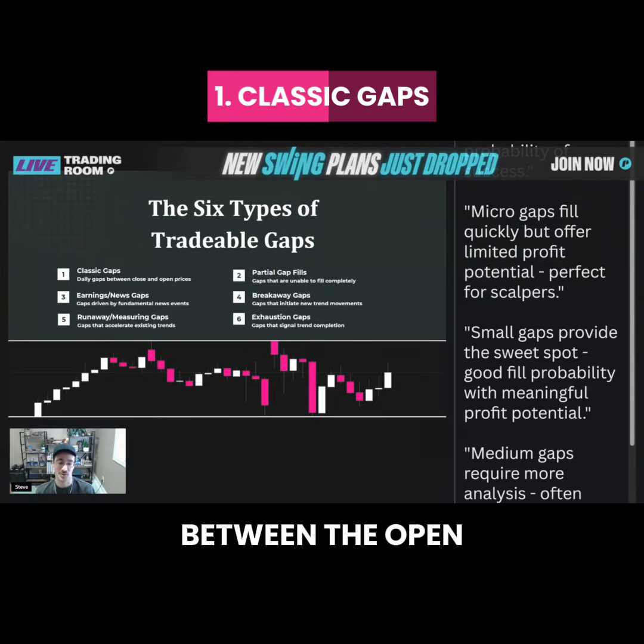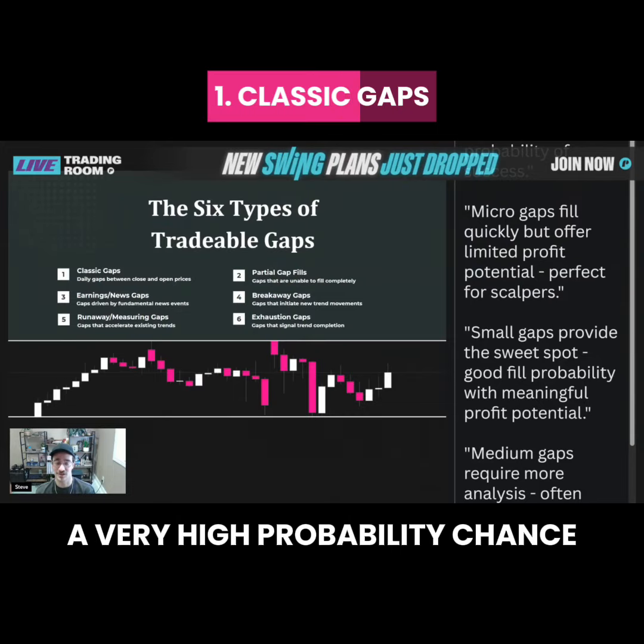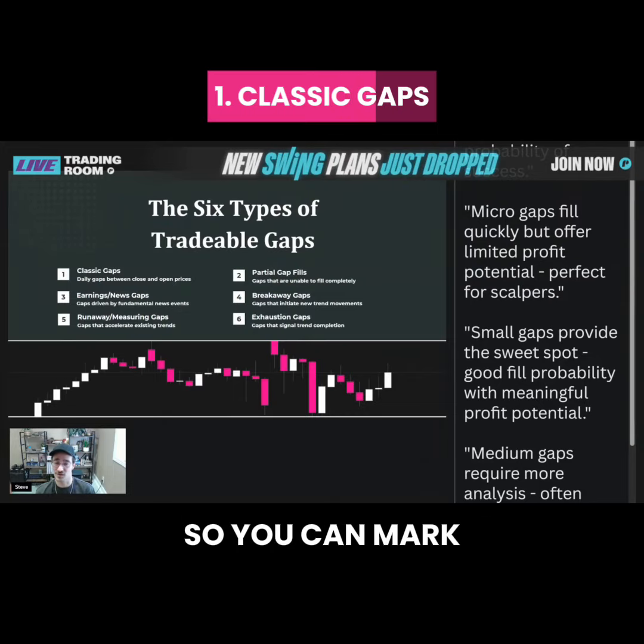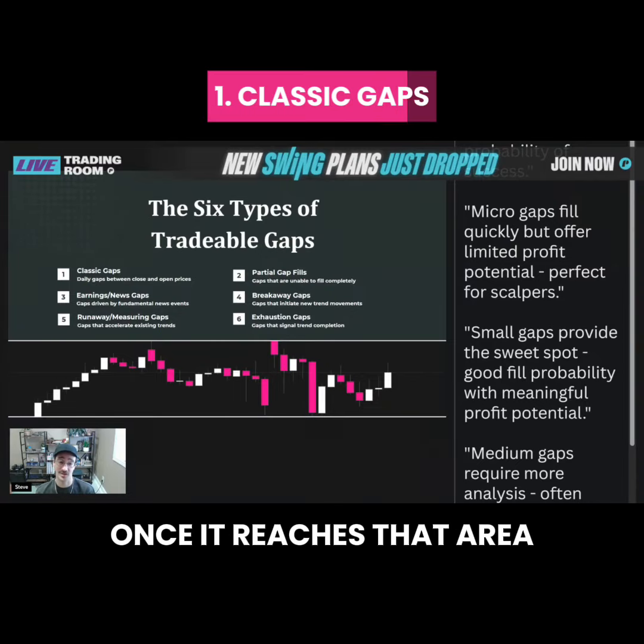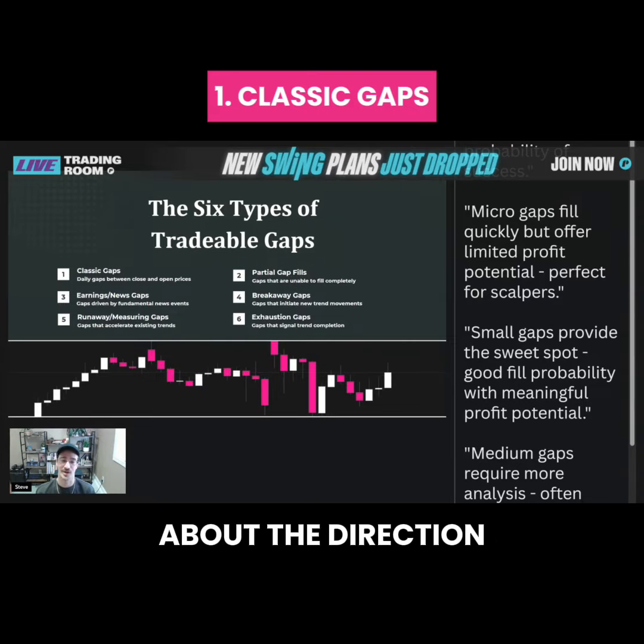So when you get those between the open and close prices, it provides a very high probability chance of a retest of that gap. So you can mark those gaps on your chart and you can take a look at how price reacts once it reaches that area. And the reaction there will give you a lot of hints about the direction we're going.